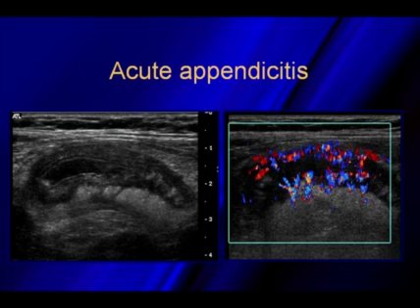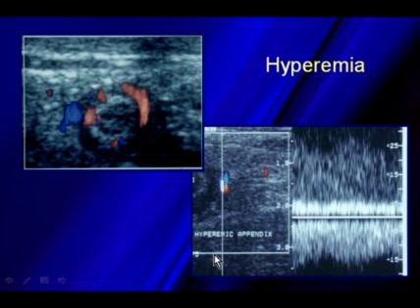You can see this is the same case, a grayscale image of it. Here's the appendicolith and distension of the lumen. You can also use color Doppler and look at the inflammatory hyperemia. Now, the key to diagnosing appendicitis is what we like to call thyroid in the belly. If you look at this area surrounding the appendix, this is just edema of the normal fat that surrounds the appendix. If we look at CT findings, what they're looking for is that stranding of the fat, and we can see the same thing on ultrasound. So when I look for cases of appendicitis, what I'm looking for is that echogenic fat, or what we call the thyroid in the belly.